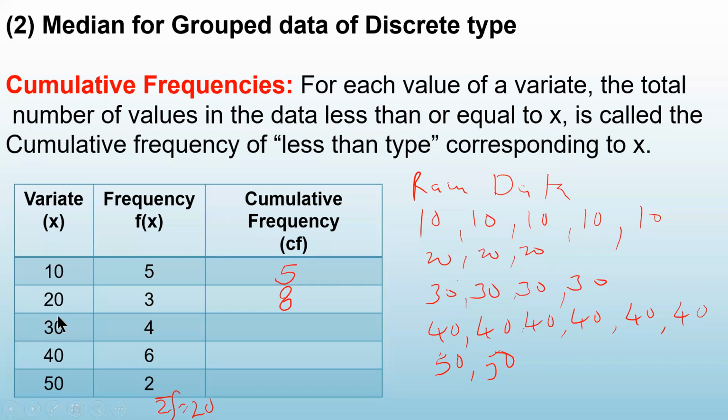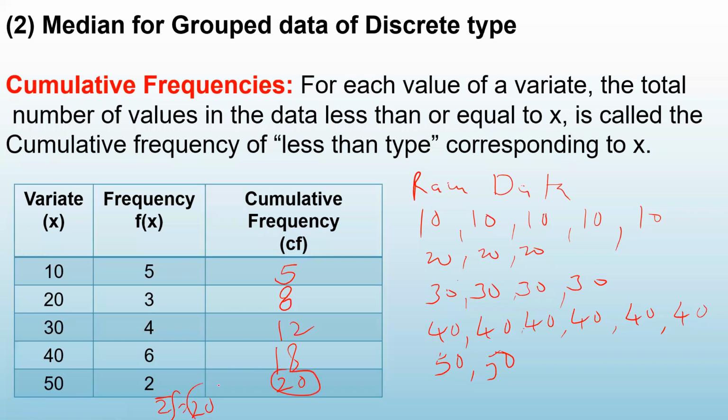If I have to calculate the cumulative frequency for 30, I have to count the number of values in my data which are less than 30 or equal to 30. Less than 30: these 5 values are 10, 3 values are 20, they are all less than 30, and these are equal to 30. 5 plus 3, 8 plus 4, that is 12. Similarly, how many values are less than or equal to 40? It is 18. And how many values are less than or equal to 50? All the values, correct? So all the values in my data are either less than 50 or equal to 50.